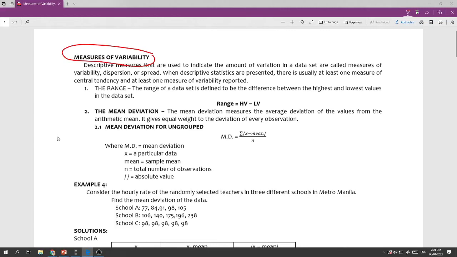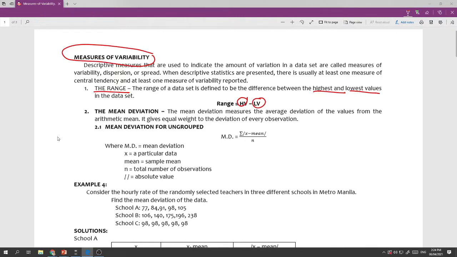The first measure of variability is what you call the range. The range is so simple. It's simply the highest value minus the lowest value. So the highest value minus the lowest value. Okay? Now let's have our example.